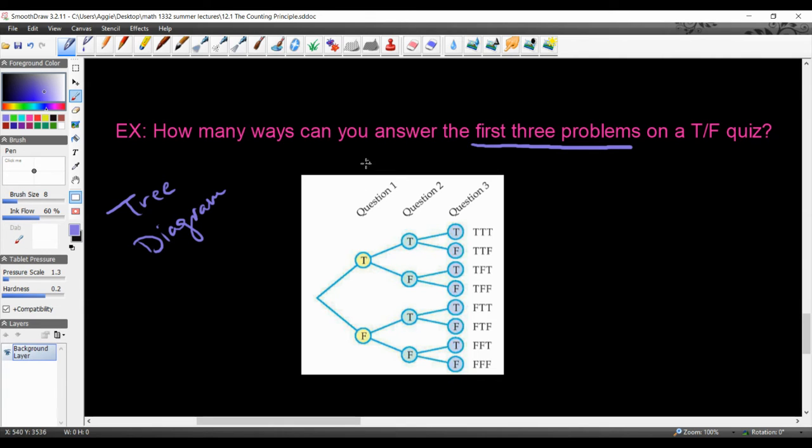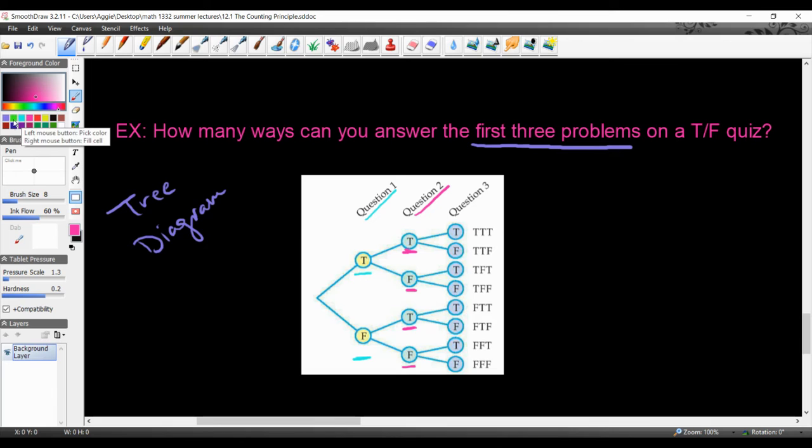So for question 1, since it's true or false, question 1 can be either true or it can be false. Okay, so what you do is from this outcome, you branch off and say, well, what could the next possible outcome be? So for question 2, well, again, question 2 can be true or false also, but we have to include it on both of them because if question 1 was false, then you can still have this combination over here.